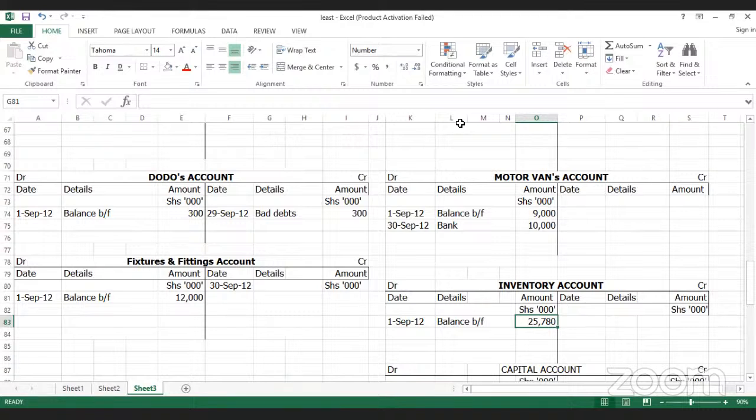25,780. So prepare that account. It should also be part of the accounts you have come up with, part of the accounts we need.